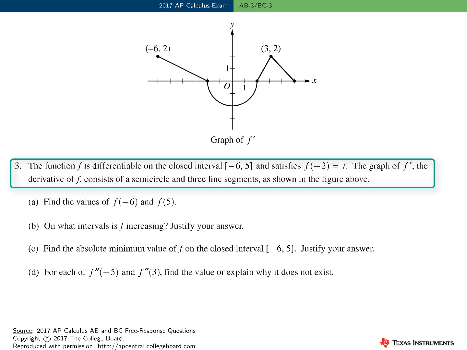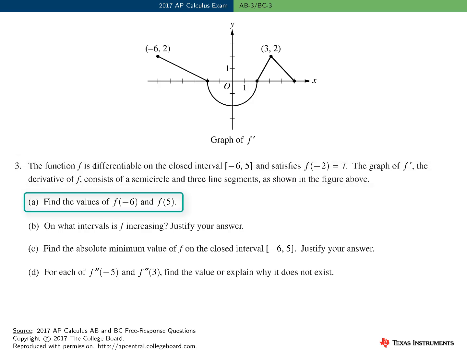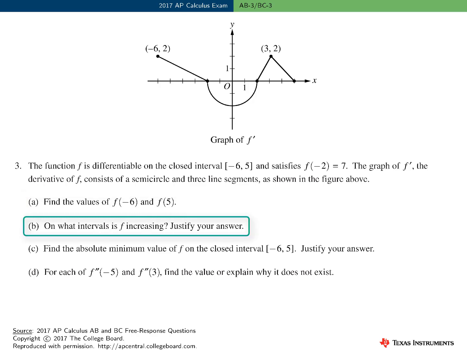In this problem, the function f is differentiable on a closed interval, and we know that it satisfies the initial condition f of minus 2 is equal to 7. The graph of f prime is given in this figure, and it consists of a semicircle and 3 line segments. In part A, we need to find the values of f of minus 6 and f of 5.